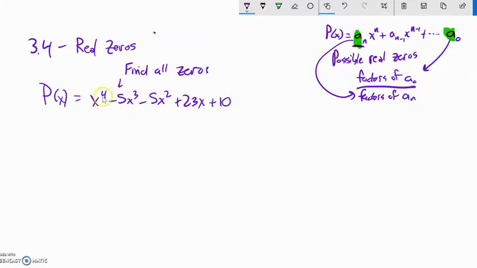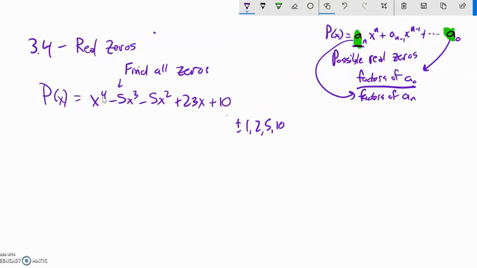I should have at most 4 zeros. Some might be repeated, some not. Let's see what happens. And I know my possibilities will be factors of 10, 1, 2, 5, and 10 over 1. So those are all my possibilities right there. So let's give it a try. I'm going to pick one and go.